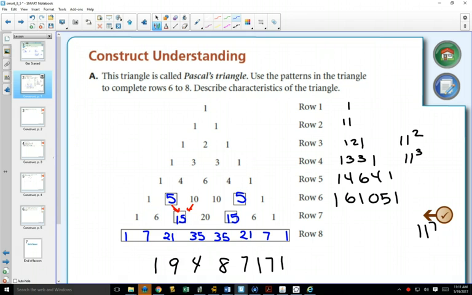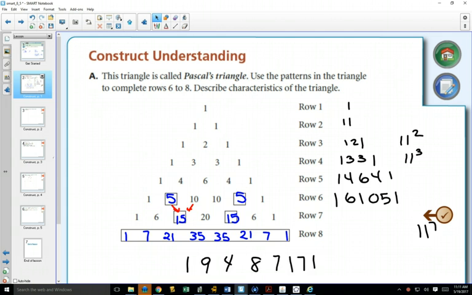It is! Isn't that cool? So this Pascal's triangle also has powers of 11 in it. And it also has the Fibonacci numbers. Do you know what the Fibonacci numbers are?